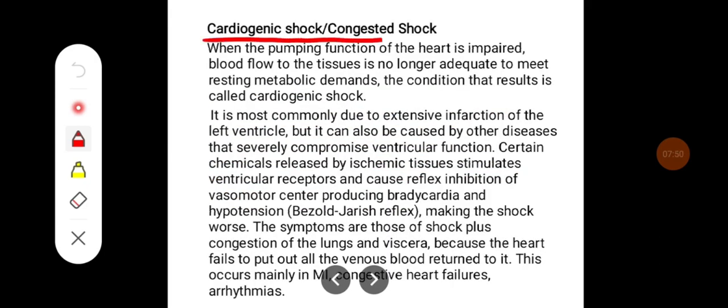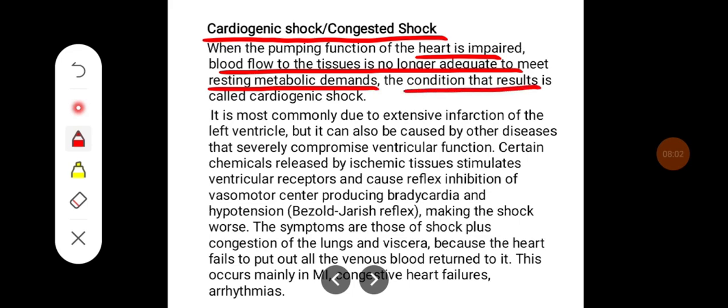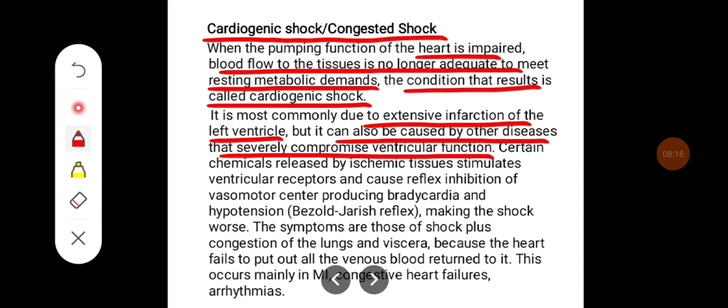Coming to cardiogenic shock or congested shock, when the pumping function of the heart is impaired, the blood flow to the tissues is no longer adequate to meet the resting metabolic demands. The condition that results is called cardiogenic shock. It is most commonly due to extensive infarction of the left ventricle, but it can also be due to other diseases that severely compromise ventricular function.